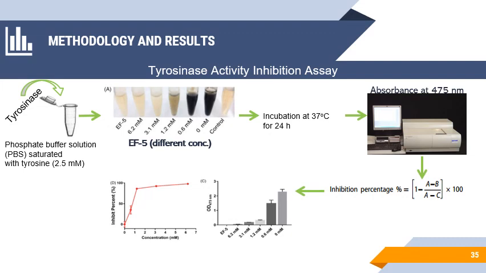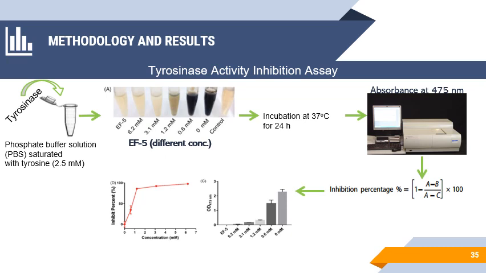The first is the tyrosinase activity inhibition assay. Beforehand, the peptide EF-5 was synthesized using the standard Fmoc solid phase synthesis method. An equal amount of tyrosinase was added to a phosphate buffer solution (PBS) saturated with tyrosine 2.5 millimolar, to which solutions of EF-5 at different concentrations were sequentially added, like in the picture. After incubation for 24 hours at 37 degrees Celsius, the visible light absorbance was measured at 475 nanometers using a spectrophotometer.